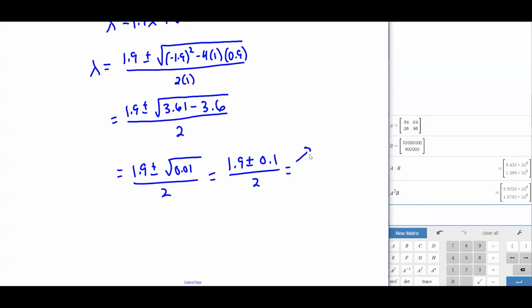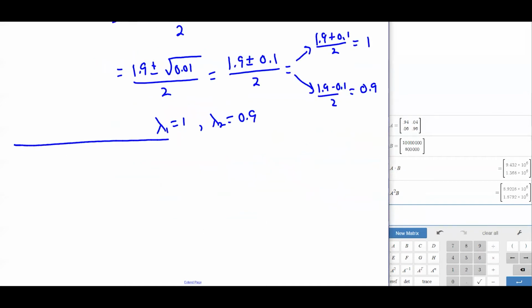All right, so we got two options here. We got (1.9 plus 0.1) over 2, and we've got (1.9 minus 0.1) over 2. So this would be 2 over 2, so that's equal to 1. And this is 1.8 over 2, which is 0.9. So you get 1 and 0.9. So that was probably easy to factor. We just didn't give ourselves a chance there. So I get lambda 1 equals 1, lambda 2 equals 0.9.